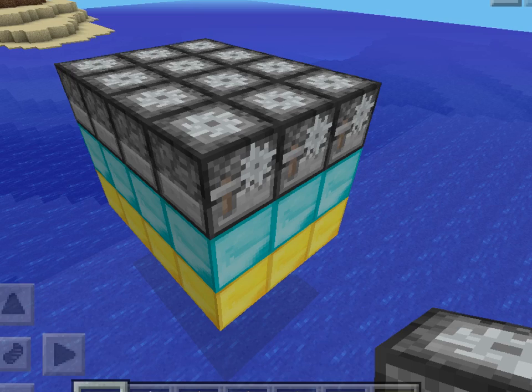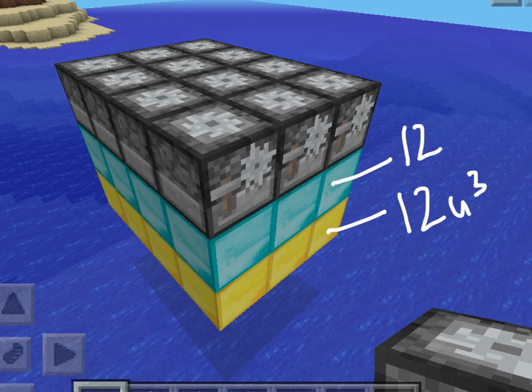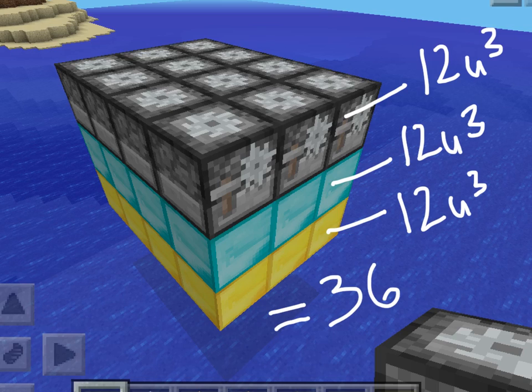So here again we have added another layer to this shape. Now again, I need to keep in mind this bottom layer was 12 cubic units. The next layer was 12 cubic units. So this top layer, again exactly the same shape and size, is going to be 12 cubic units. Altogether, that's going to equal 36 cubic units.